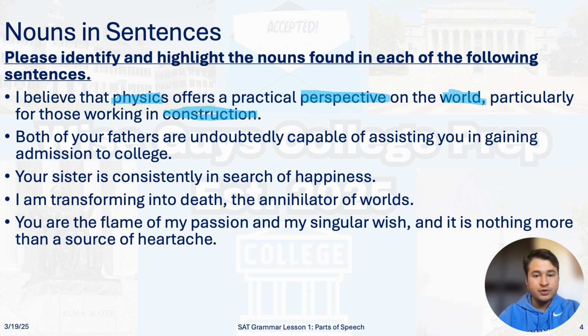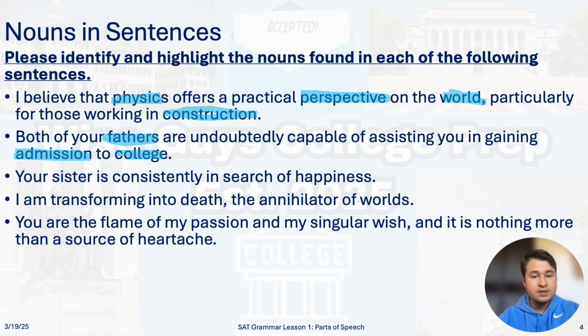Now, both of your fathers are undoubtedly capable of assisting you in gaining admission to college. So fathers is a concrete noun. So that is definitely a concrete one. Undoubtedly gaining, so you have admission. When you go with admission, what you have to know is that admission is simply an abstract noun. It is a state of gaining entrance to a particular institution, and college is actually a concrete noun. It is a place. So you have those 3 nouns in this sentence. Now we move on to sentence number 3.